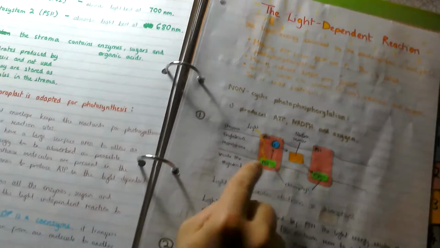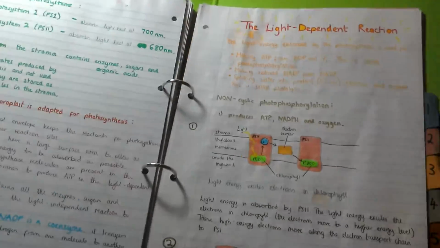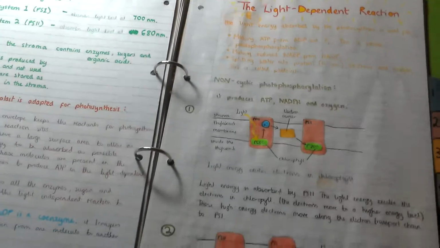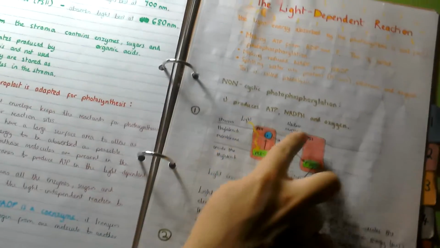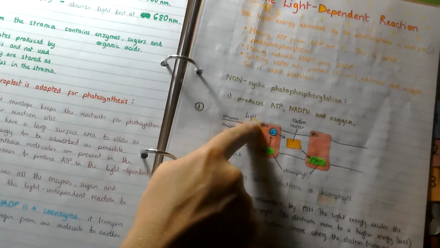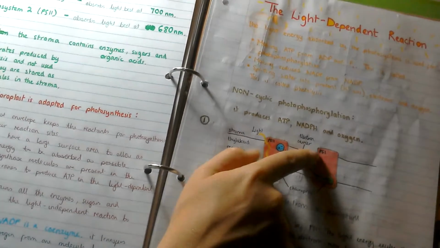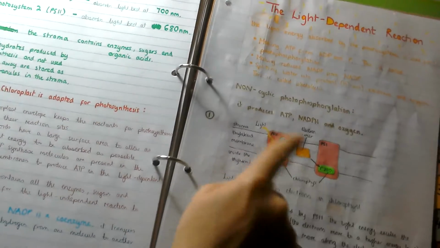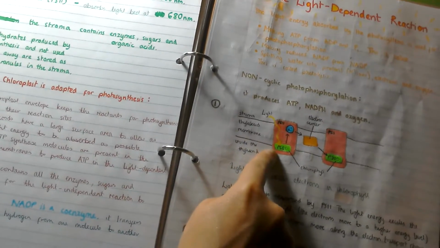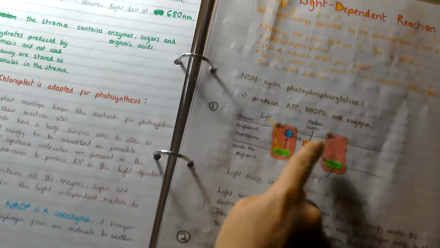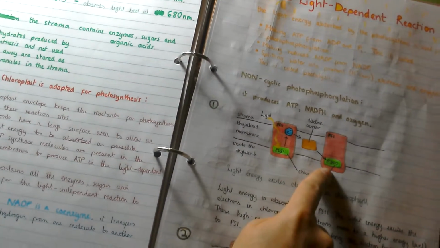So it's quite obvious why these chlorophylls are named by these numbers, due to the wavelength of light they actually absorb. So this is a photosystem, and this is a photosystem. This is photosystem 2 with this chlorophyll, and this is photosystem 1 with this chlorophyll. Photosystem 2 has chlorophyll A P680, and photosystem 1 has chlorophyll A P700.